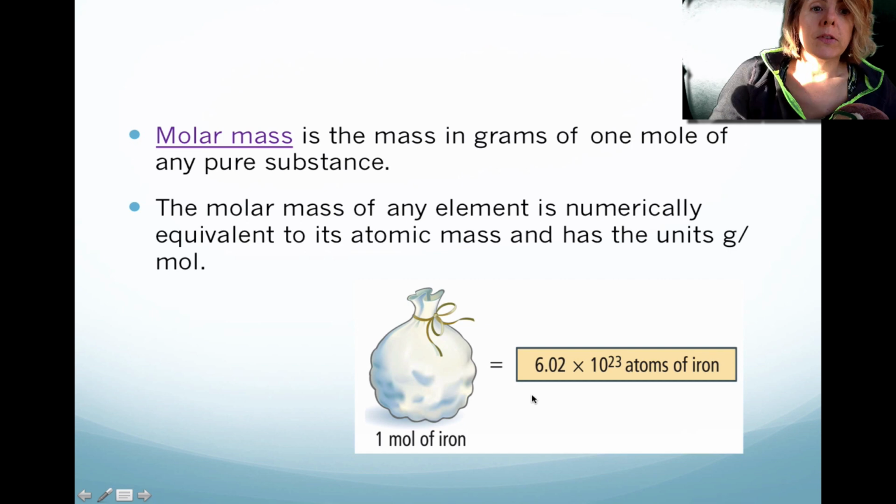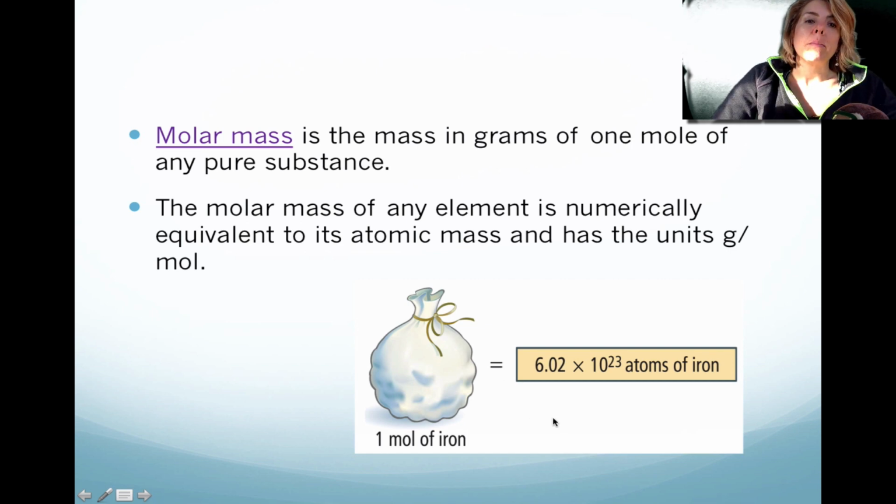So we could also say if we have a substance, we can relate it to moles. And notice that this is one of the vocabulary words that you're going to be looking at with this chapter. So you can have the mass in grams of 1 mole of a substance, and we call this molar mass. So notice that we have this bag here. If we were to collect 1 mole of iron, notice that in that mole we have 6.02 times 10 to the 23rd atoms of iron.